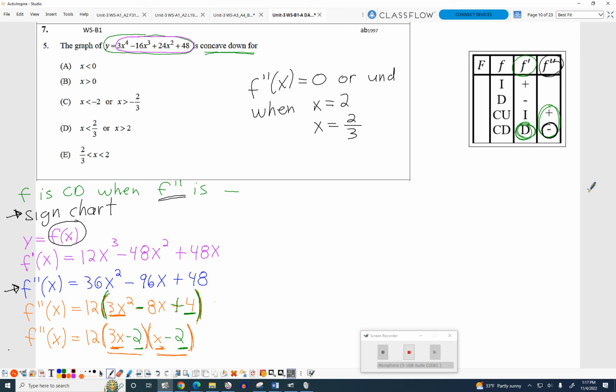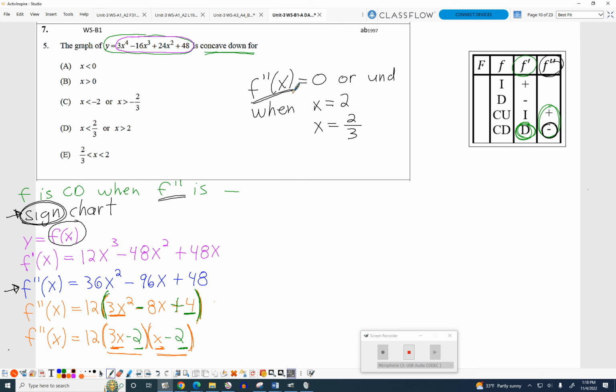We are building a sign chart of f double prime. The key to the sign chart, if you mess up this part, you will never get the problem right, is you must start with the values of x that cause whatever you are charting. So we're charting f double prime. But whatever you are charting, you've got to figure out what x values cause what you are charting to equal 0 or undefined. And the chart is built around that.